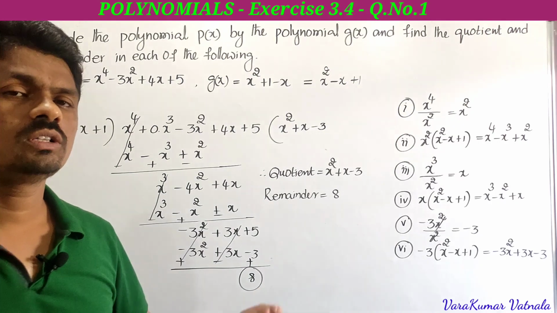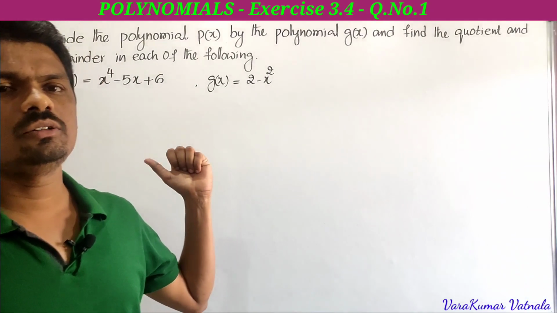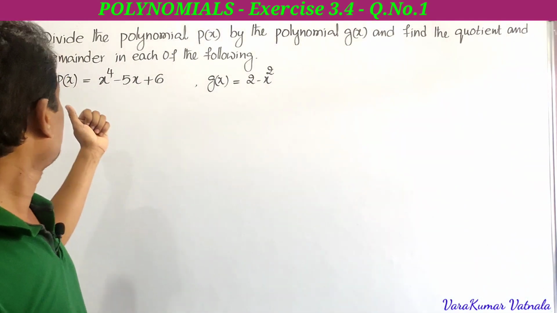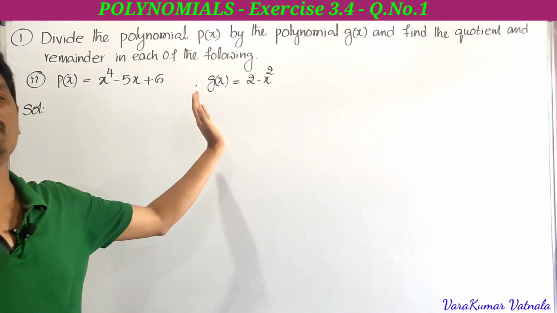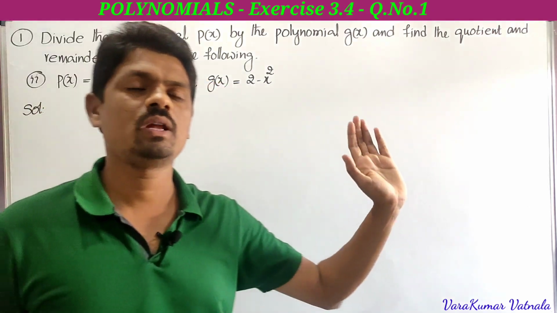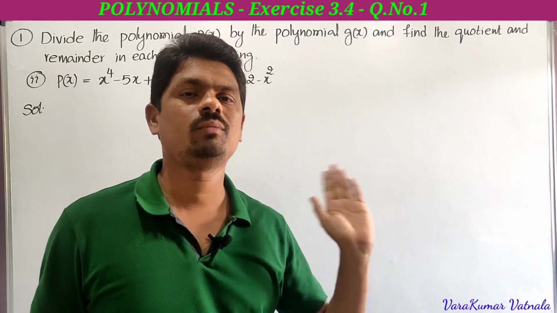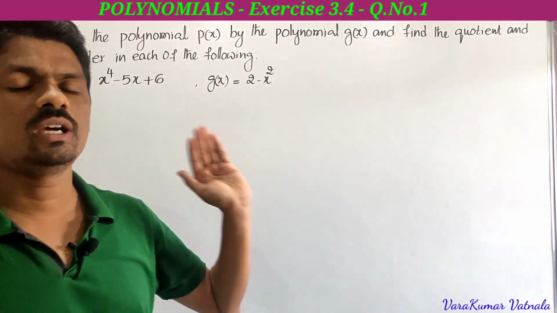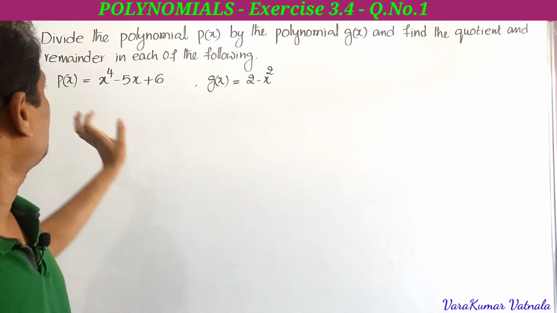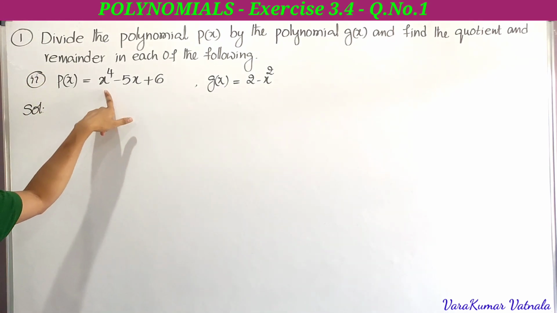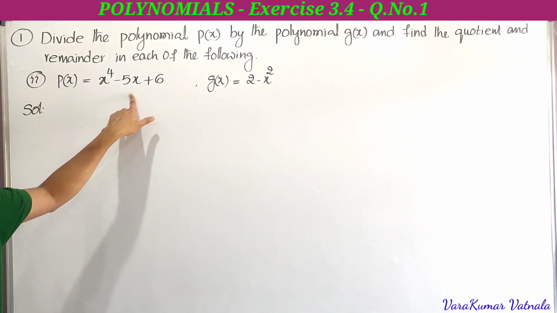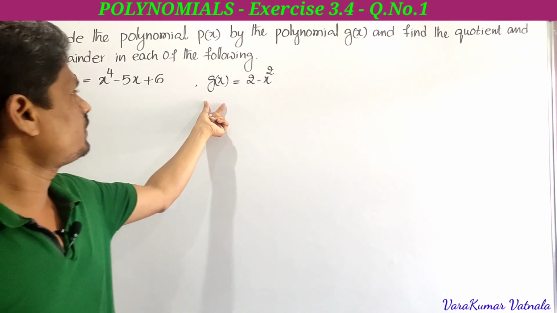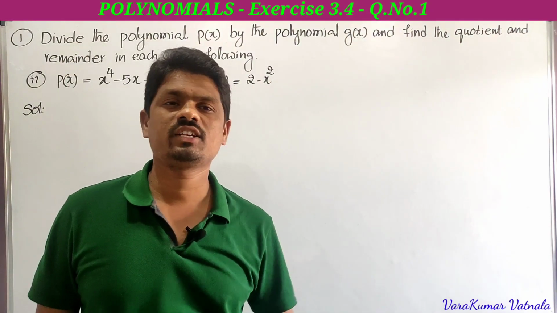Next we have to solve the third bit. This is the third bit in the first problem. It has given p of x and g of x. He is asking to divide the polynomial p of x by the polynomial g of x, and then write the quotient and the remainder. So here p of x is equal to x to the power 4 minus 5x plus 6. g of x is equal to 2 minus x square.